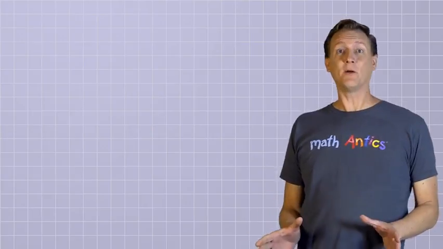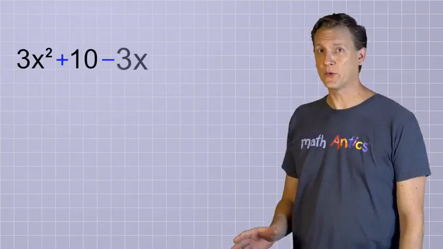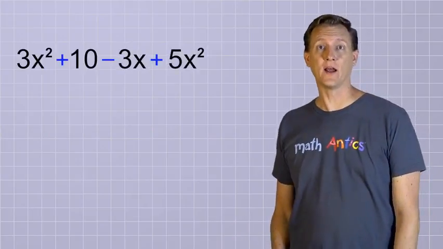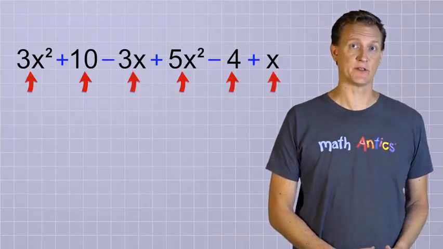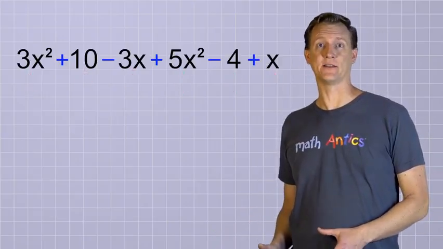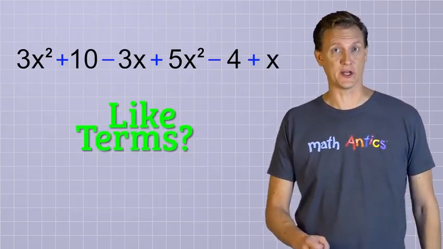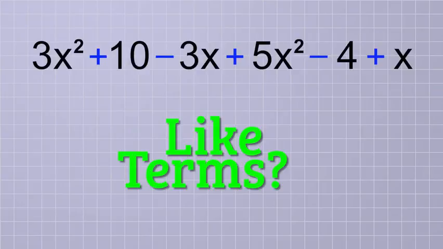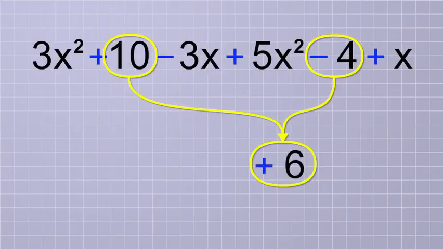Ready for an even more complicated polynomial? 3x squared plus 10 minus 3x plus 5x squared minus 4 plus x. This polynomial has 6 terms. And when you get a long polynomial like this, the first thing to do is look to see if any of the terms are like terms so you can combine them. Well, right away you may notice that there are 2 constant terms in this polynomial, positive 10 and negative 4. So let's start by combining them into a single constant term, positive 6, since 10 minus 4 equals 6.